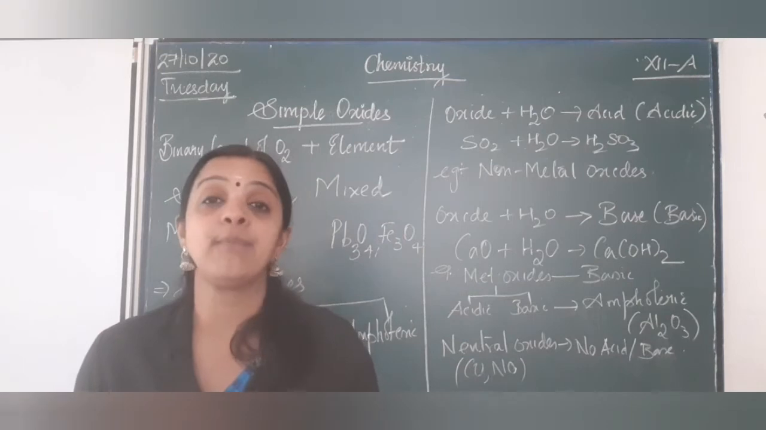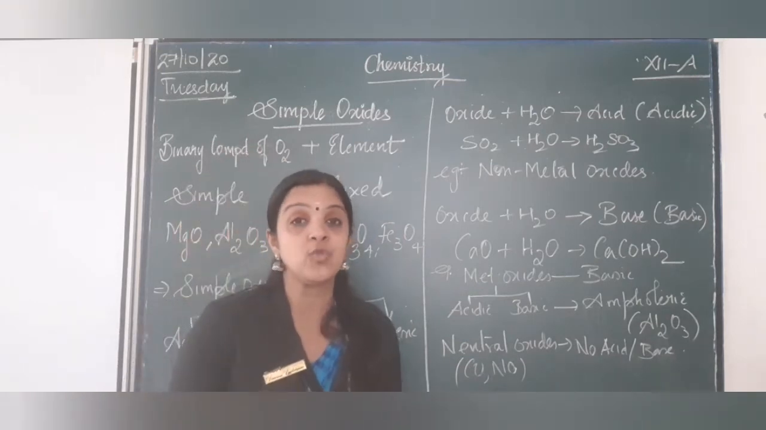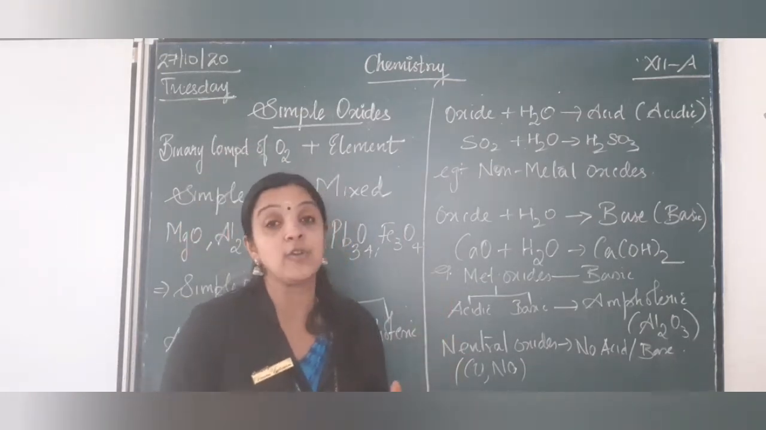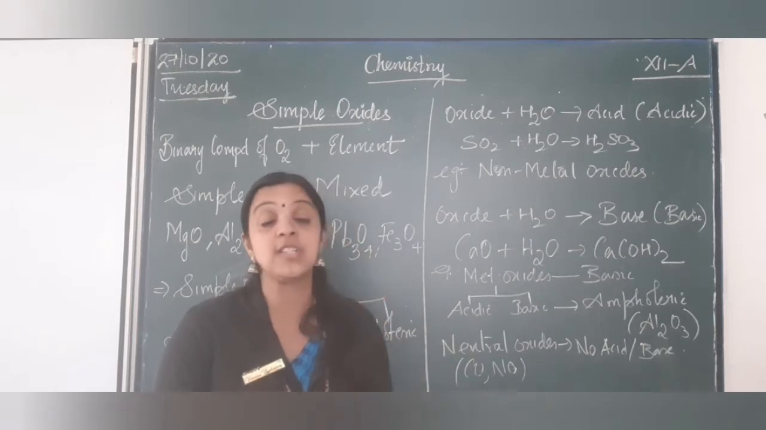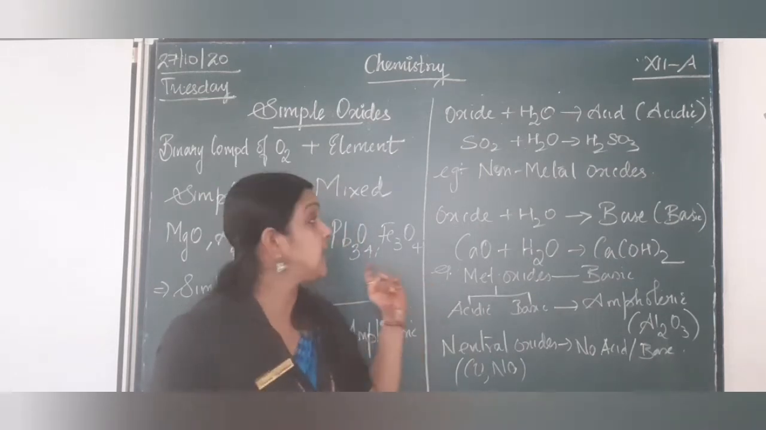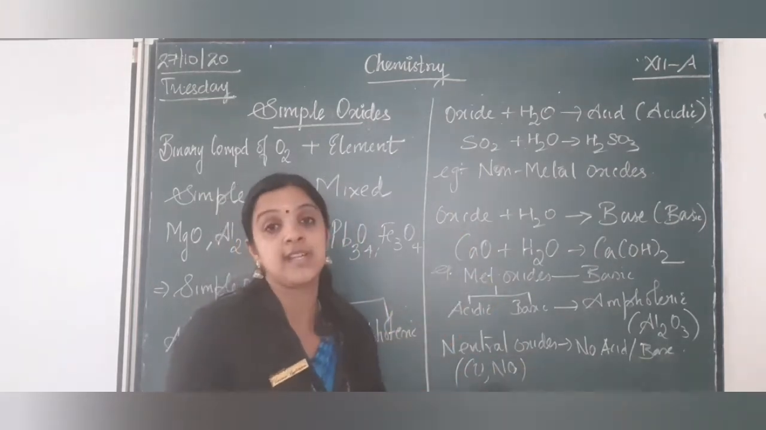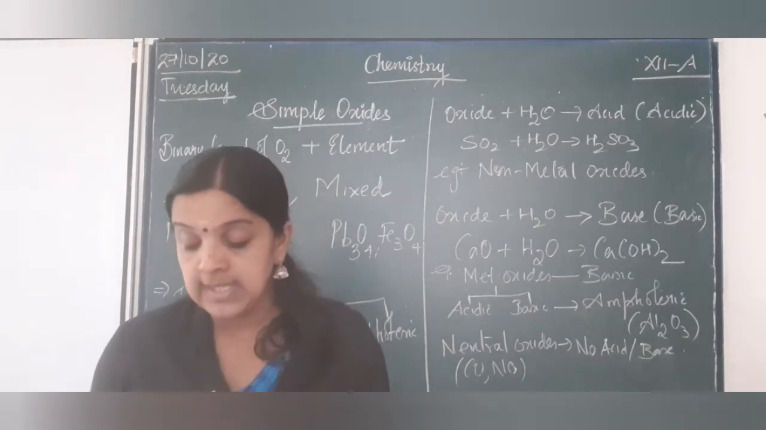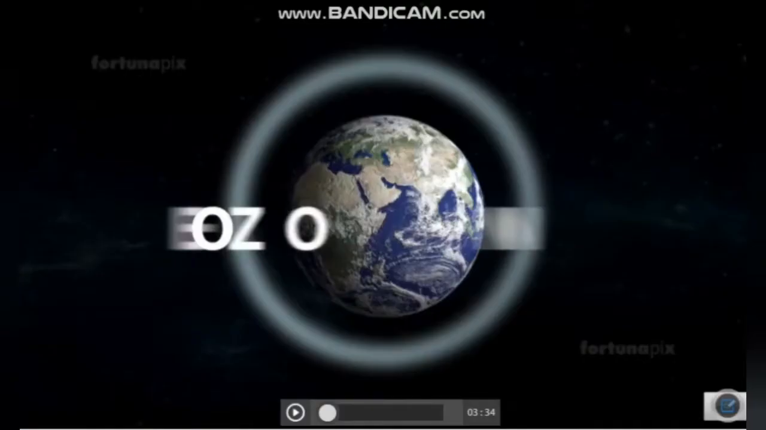So, these are very important, children. You may be asked to write, in 2 marks, the simple oxides of oxygen. So you can write any examples of acidic, basic, amphoteric and neutral. Now, we will learn about ozone.